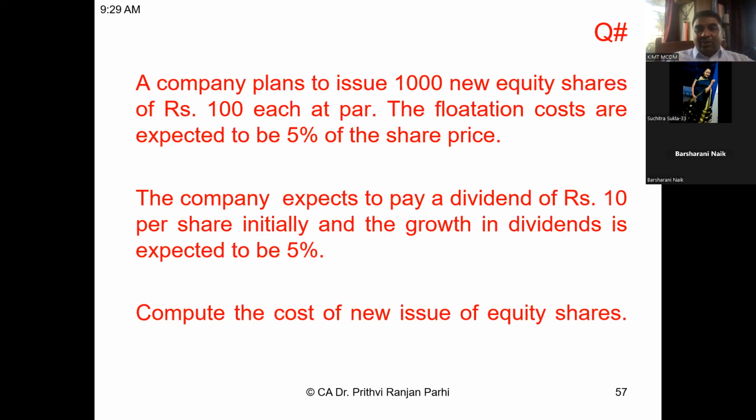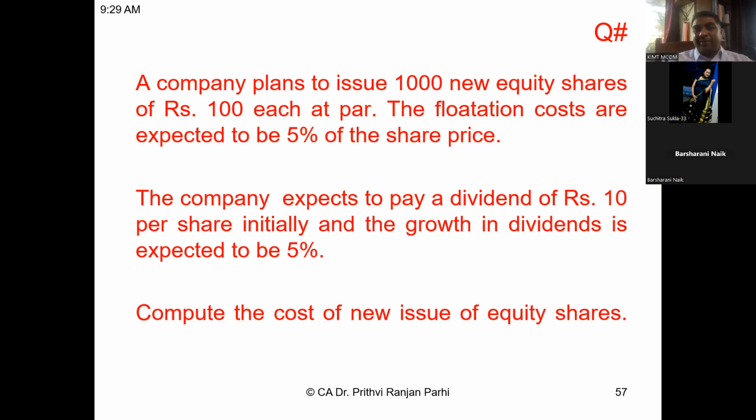Now, here is a question. We'll be solving this question. The formula you have remembered: D1 by P0 plus G. This question says the company plans to issue 1,000 new equity shares of rupees 100 at par. At par means issued at 100 rupees. The flotation costs are expected to be 5%. Flotation cost means when you are issuing the equity shares, there's an issue cost of 5%. It means if you issue at 100 rupees, you'll actually be getting 95 rupees.